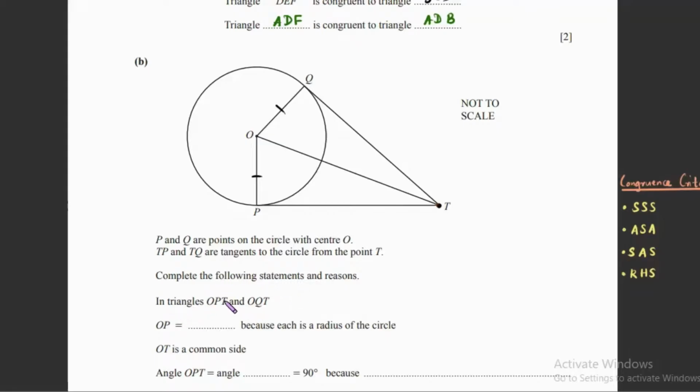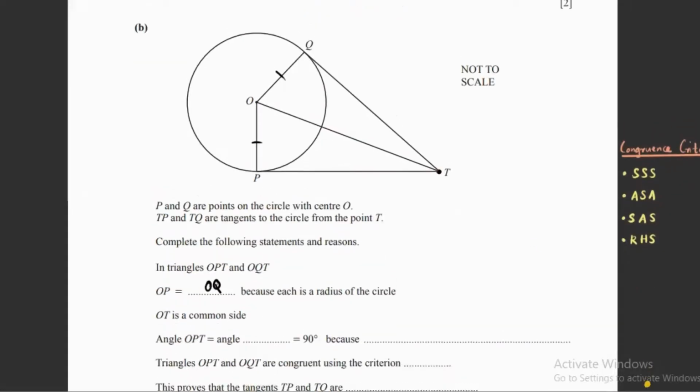In the 2 triangles, which are OPT and OQT, OP is equal to something because each is a radius, so that's going to be OQ. So they will be equal. The next one is OT is a common side. So this is the side that they have given. They will be the same measurement because both the triangles share that side.